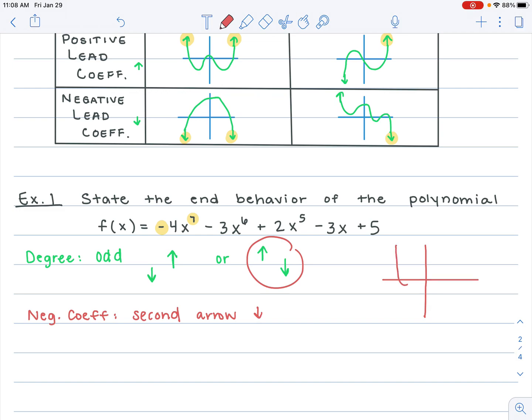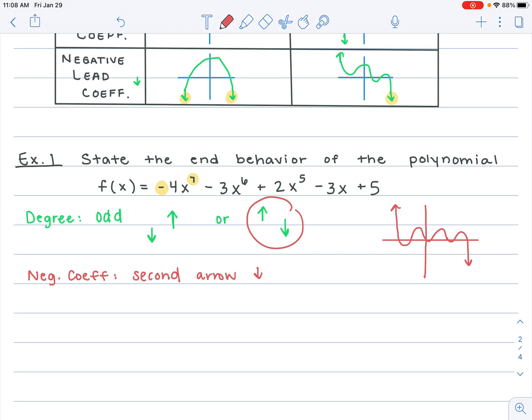So here I can make a fake drawing of what I think this graph could look like. Again, this isn't a real drawing, but I'm thinking it's going to look something like this. So we can do the end behavior. My end behavior would be as x approaches negative infinity, as x approaches positive infinity. Remember, this is all about which way the arrow is facing.